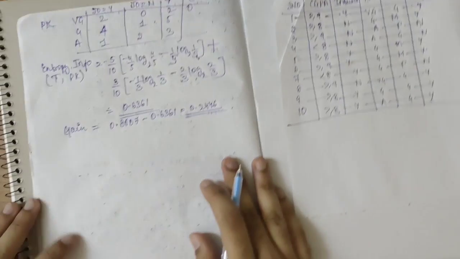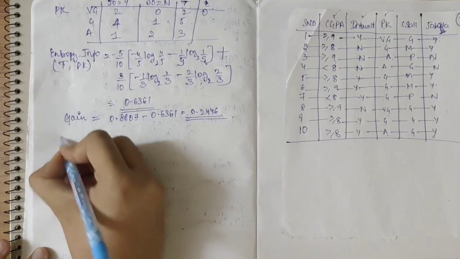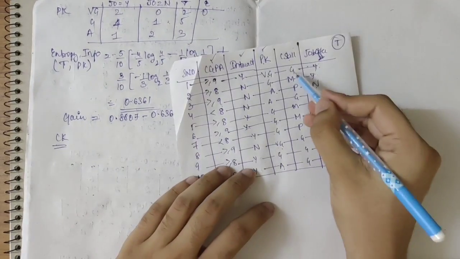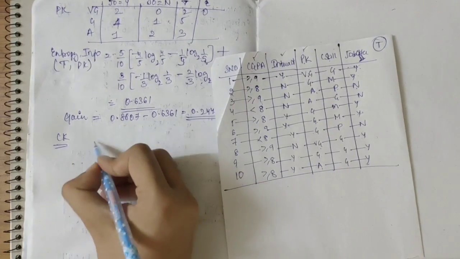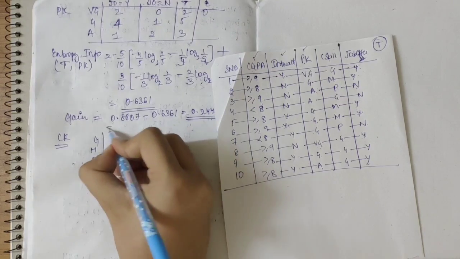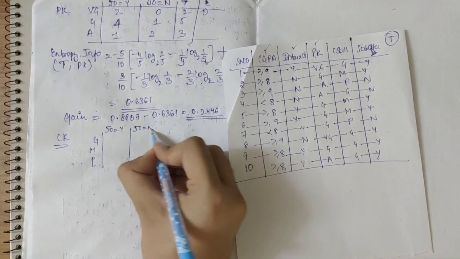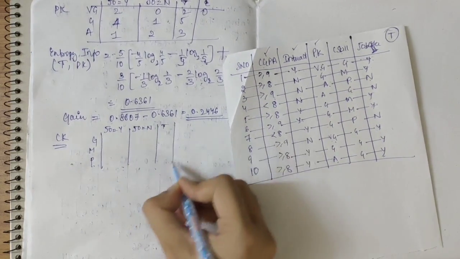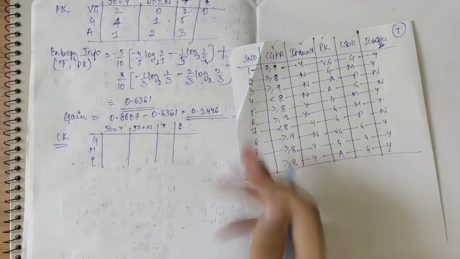Now I have communication skills left. So I'll write for that Ck. In communication skills, I have good, medium, and poor. So job offer is yes, job offer is no. Here the total count, and here the entropy. If it is 0, I'll directly depict it here.